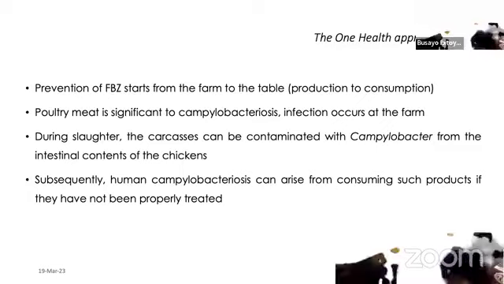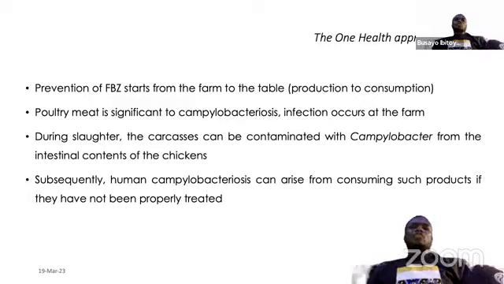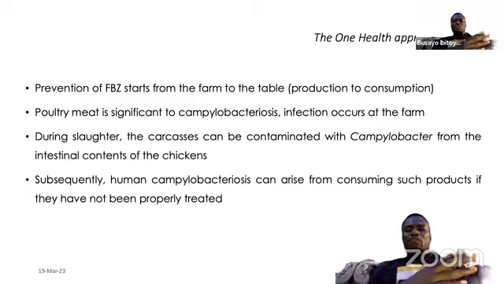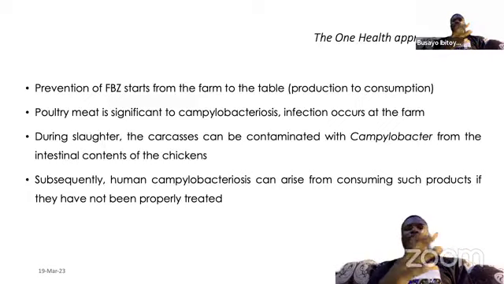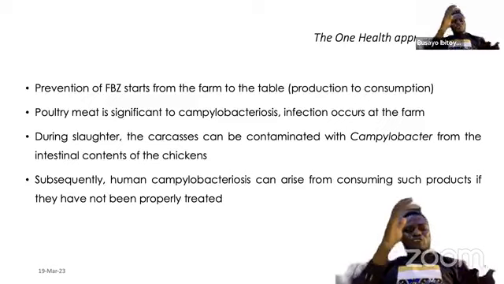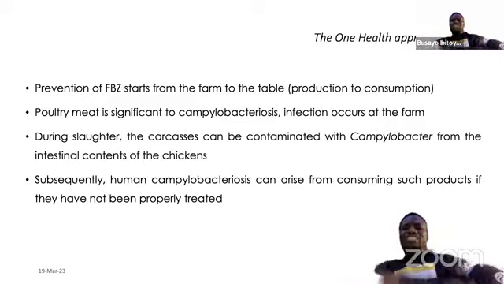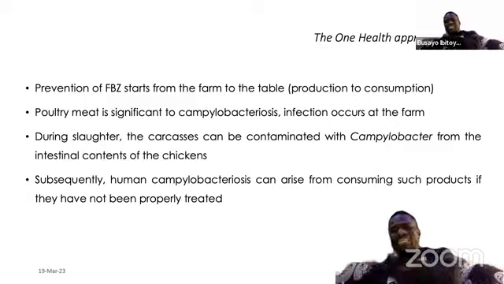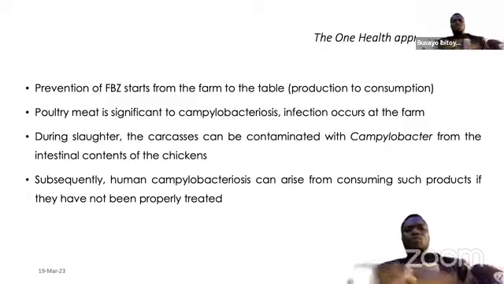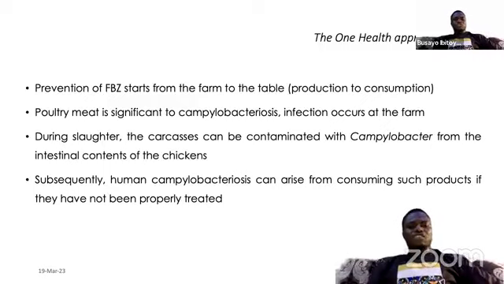Don't say that because you have raised your animal very well at the farm, you now let loose your guard in the production chain. No. Beginning from the farm, all through transportation of the animal to the abattoir, slaughtering, processing, storage, selling, cooking, we have to make sure that we prevent foodborne zoonoses all the way long.